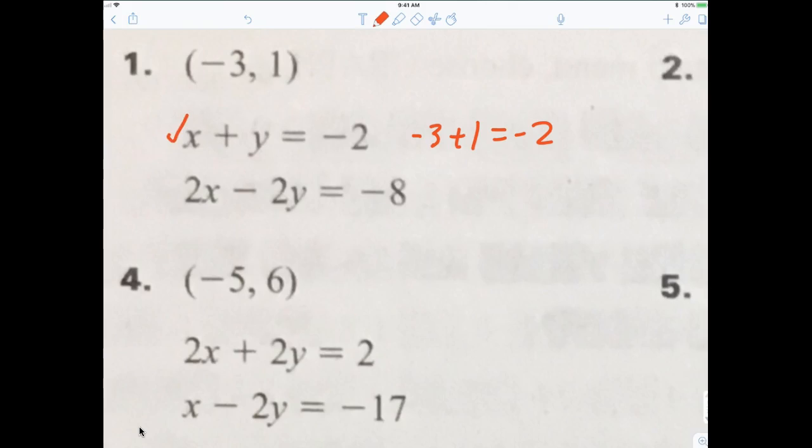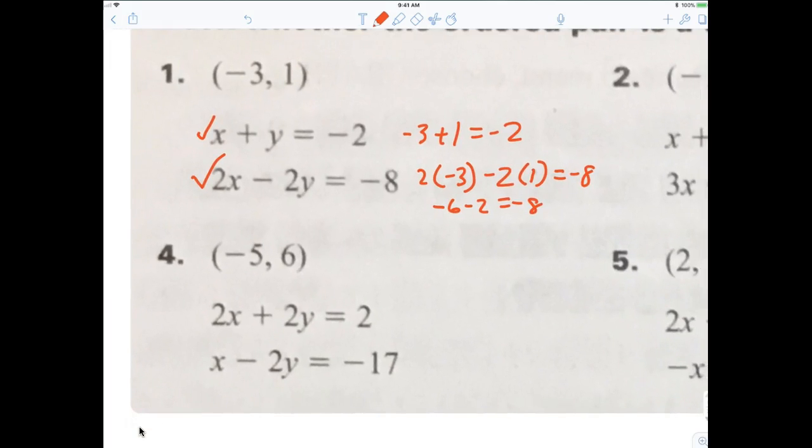Now on the next one, 2 times negative 3 minus 2 times 1. Does that equal negative 8? Well, negative 6 minus 2 equals negative 8. So you have to check for both. You have to check for both. All right, so is that a solution? The answer is yes.